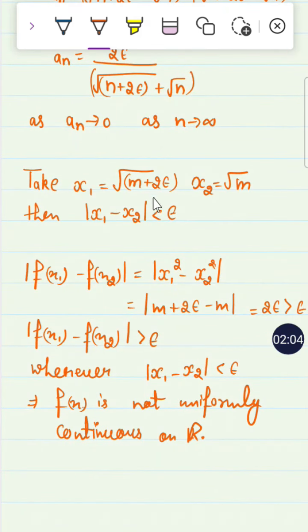Now, why do we take it? Because we have to prove that this is not uniformly continuous on R. So take m positive; as m goes to infinity, it is infinity, and as m goes to minus infinity, it is minus infinity, right? So |f(x1) - f(x2)| = |x1² - x2²|. This gives (m + 2ε) - m, which cancels out, and this is greater than 2ε. So |f(x1) - f(x2)| is greater than 2ε. This contradicts the uniform continuity definition. So f(x) is not uniformly continuous.